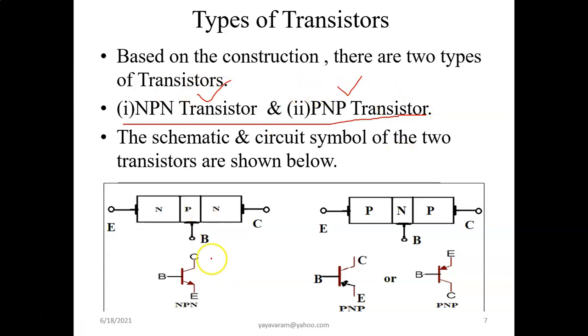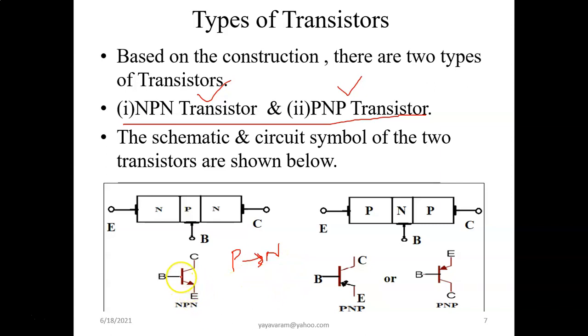So the schematic and circuit are shown here. How do you distinguish them when representing in a circuit? With the help of an arrow mark. Always remember one interesting thing: the arrow mark should be drawn at the base-emitter terminal only. And as a general note, the arrow mark is always from P to N. Anywhere in semiconductor physics or semiconductor devices, the arrow mark is always from P to N.